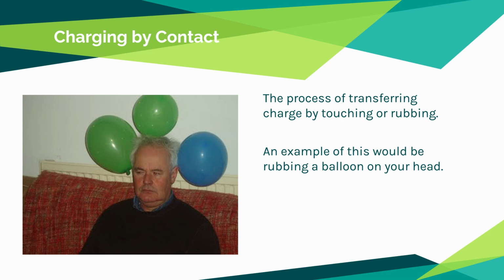Charging by contact. Charging by contact happens when charge is transferred by touching or rubbing. The classic example is rubbing a balloon on your hair. Electrons move during the contact, leaving the objects with a different charge.